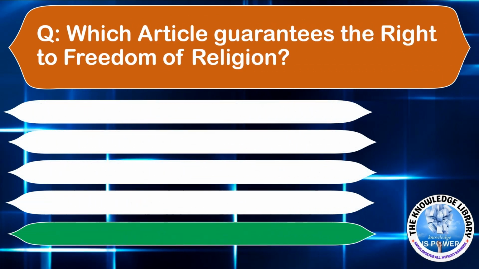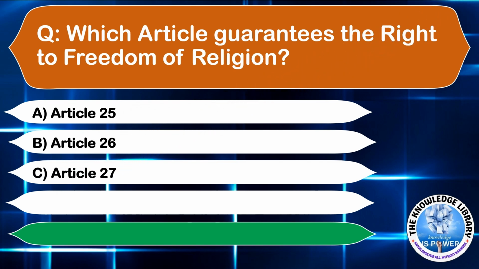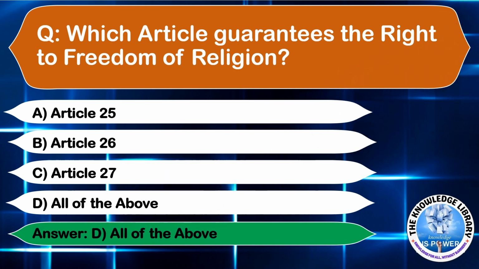The next question is, which article guarantees the right to freedom of religion? Option A Article 25, option B Article 26, option C Article 27, option D all of the above. Correct answer is option D all of the above.